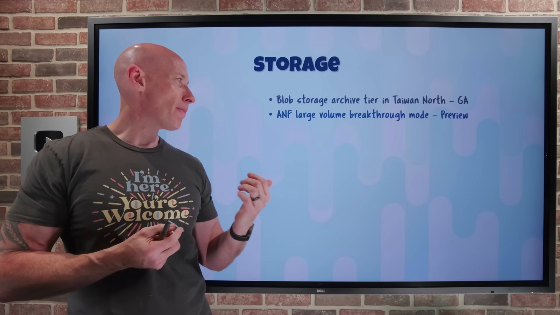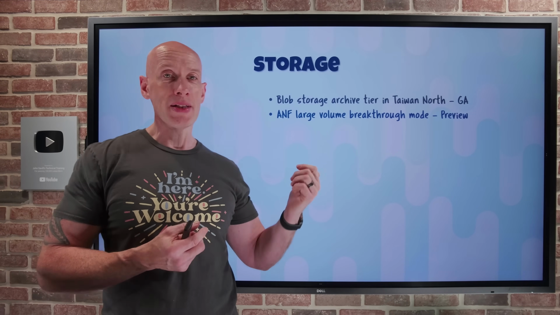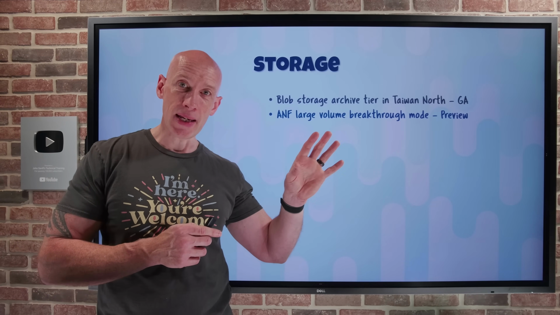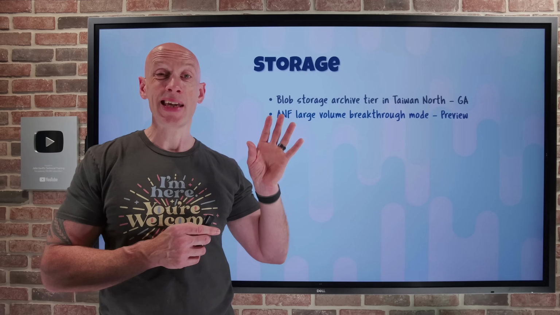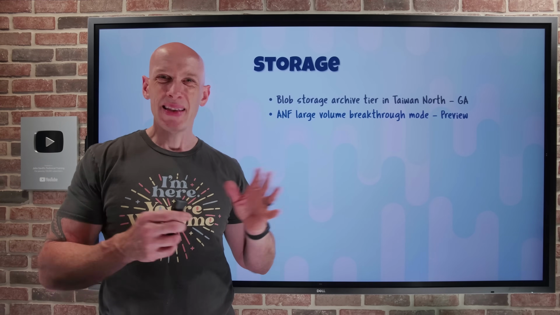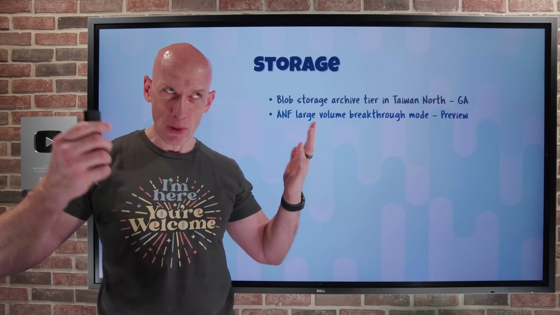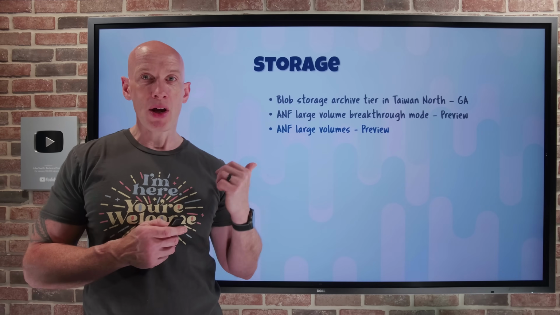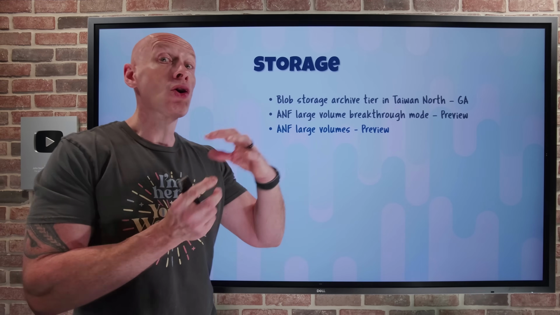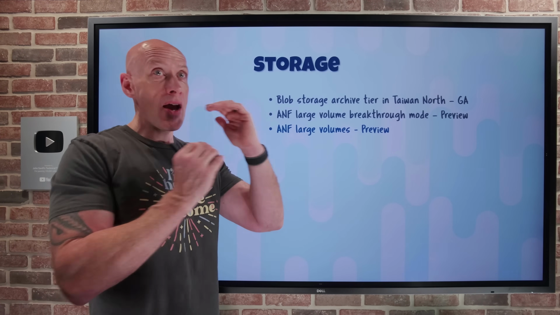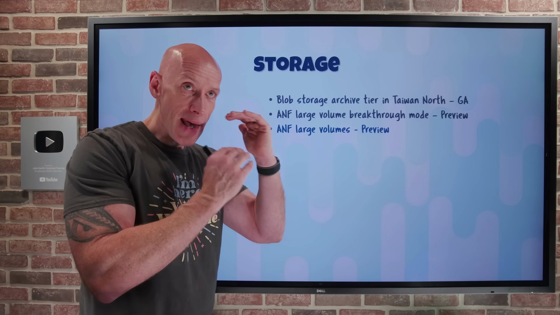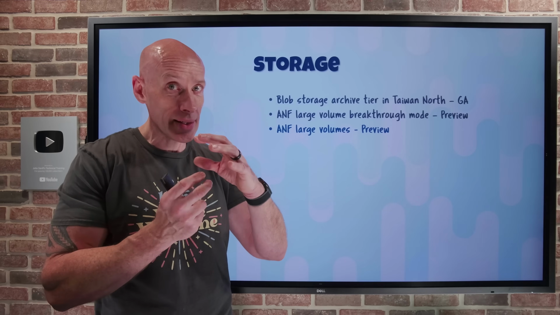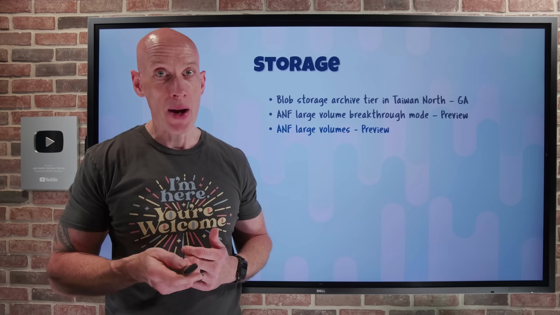Azure NetApp Files has a number of updates. So large volume breakthrough mode is in preview. So I can have up to 2 PB of capacity with a throughput of up to 50 GB per second. There's some variation based on the workload, but those are numbers that can be achieved. Also, Azure NetApp Files large volumes available in preview up to 7.2 PB with cool access. So that regular 2 PB limit is there, but then the less frequent data can go to the cool tier, that cool access, so a total of up to 7.2 PB.